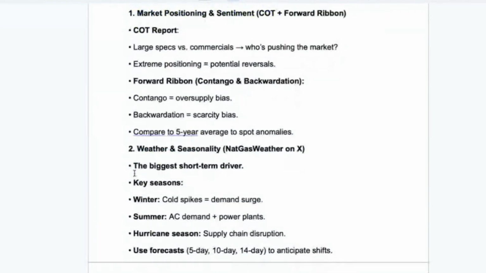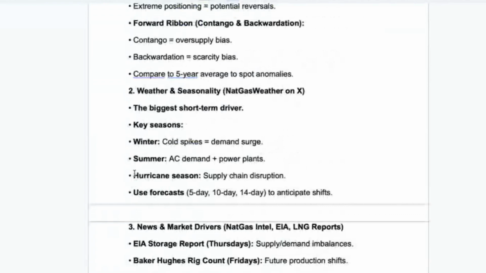There's another one that we'll talk about, that's weather, and there's a couple of other things here. There's the EIA storage report, a few things that you have to keep an eye on. But the most important thing, and probably the easiest to understand out of all of these, is the COT report. If I can find it, I'll go straight there.